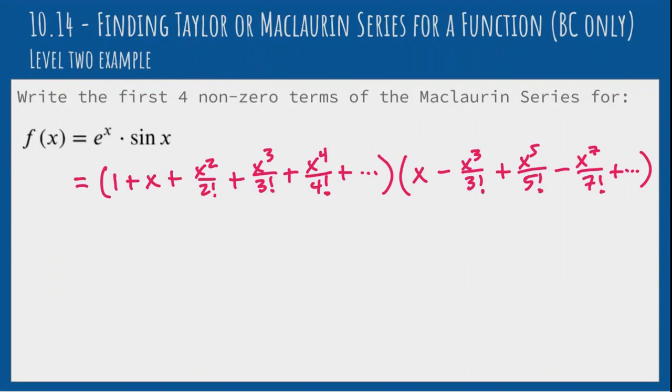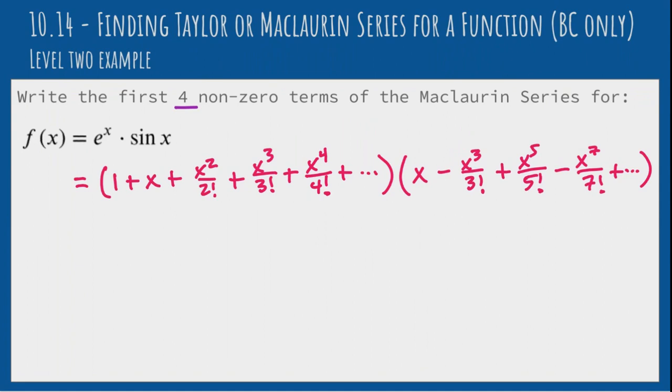Now, the next step is going to be a little bit tricky. It is an algebraic step, and what we're going to do is basically just distribute every term in one series by every term in the other series. Now, I want to point out that it's not possible to do that infinitely many times because they're both infinite series, but this question is only asking us for the first four non-zero terms.